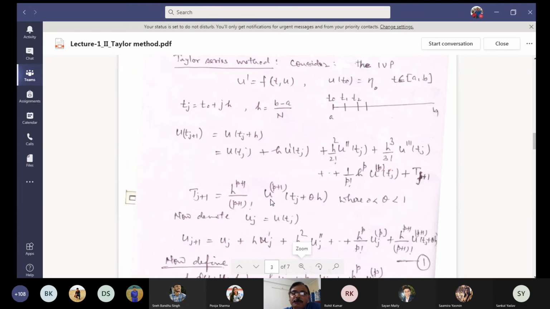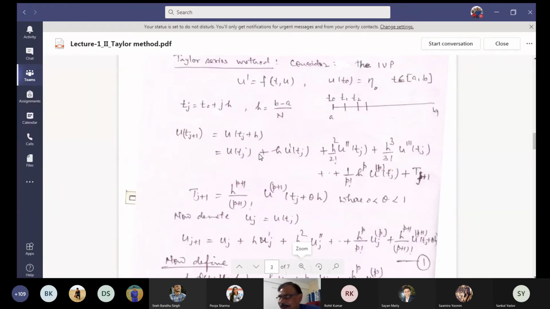If the p plus 1 derivative of u is bounded, it will be of order s to the power p plus 1, which means the order of the method will be s to the power p, one less. That is your Taylor's method of order p. So this is called the Taylor series method of order p. Very simple. Is that right? Yes, sir. But it is not that simple.